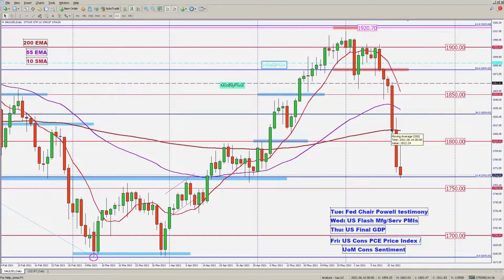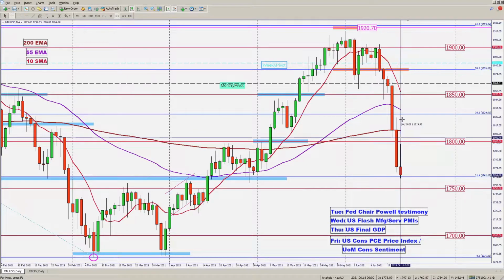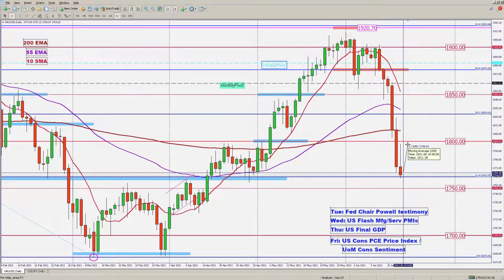This was the move that started on the Wednesday from the monthly pivot, fell to the daily 200 EMA, and just beyond that slightly. After a pullback on Thursday, it fell further, almost reaching the 21 fib retracement already. But then on Friday, it was a bigger pullback, almost back up to the 1800 level before it fell back down and finally hit the 21 fib retracement.